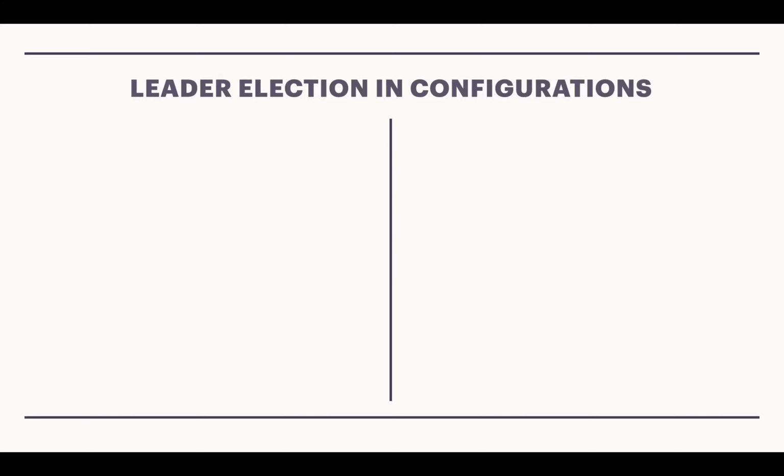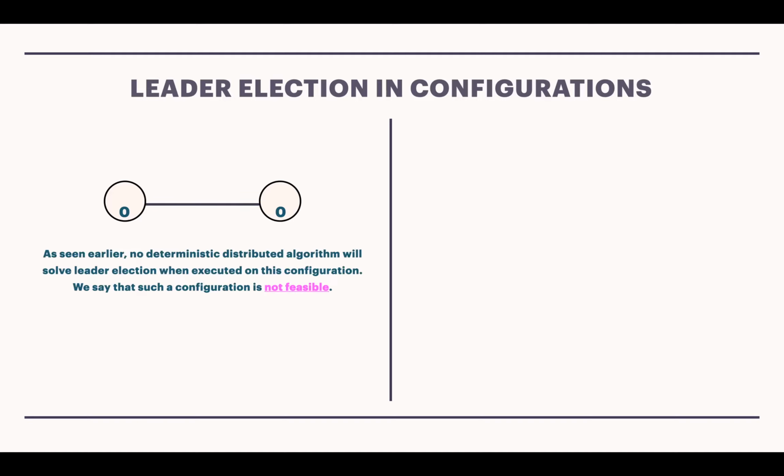Now let's think about solving leader election in configurations. There are certain configurations where leader election will be impossible to solve. For example, in this simple situation where both nodes have tag equal to 0, this corresponds to the earlier situation we saw where we concluded that no algorithm could elect a leader. If we have a configuration where no deterministic distributed algorithm will solve leader election, we're going to call this configuration not feasible.